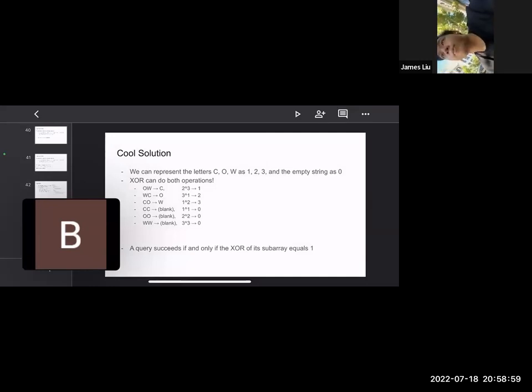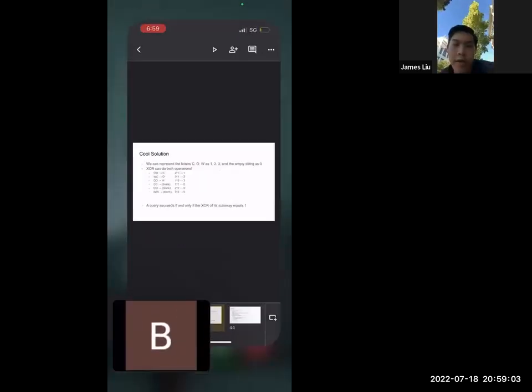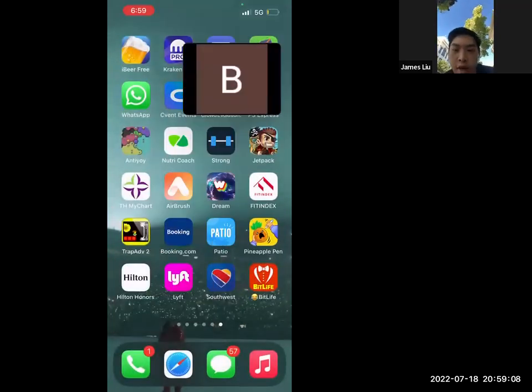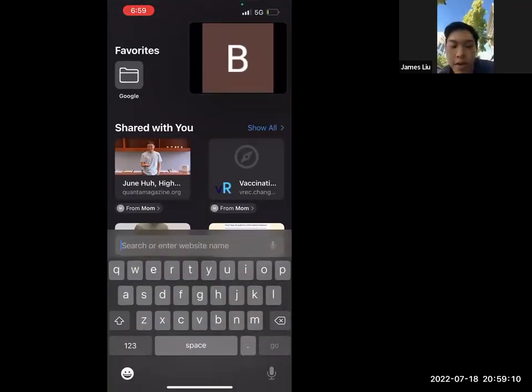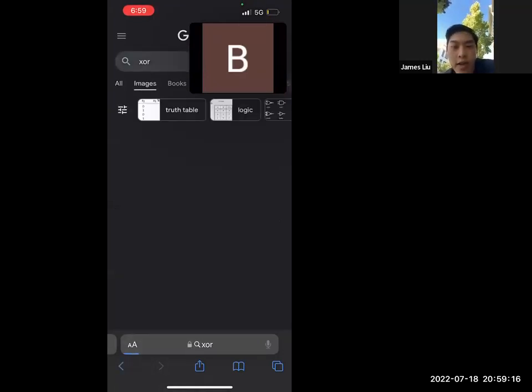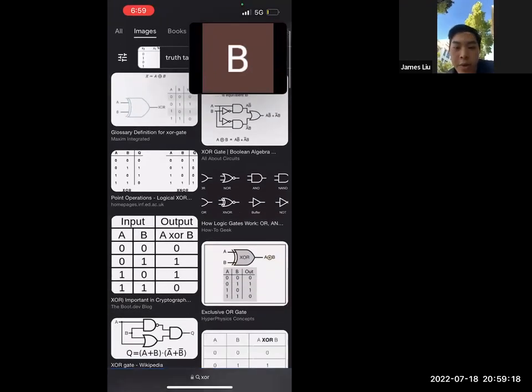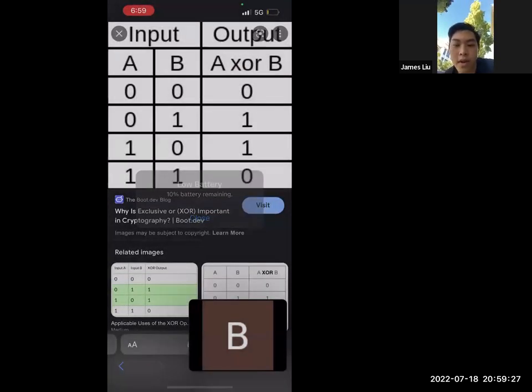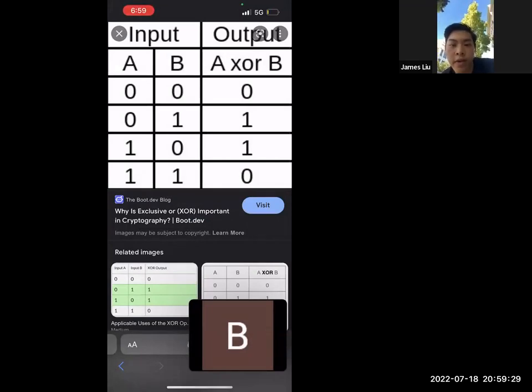Now, XOR, I'm pretty sure it's not in the USACO curriculum. I'm sure you guys have learned it in CS classes. Basically, XOR is an operation that takes in 2 bits and returns a bit. If the bits are the same, it returns false. And if the bits are different, it returns true.